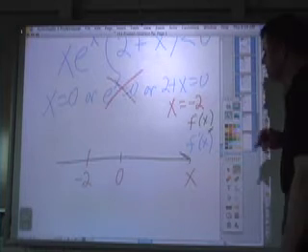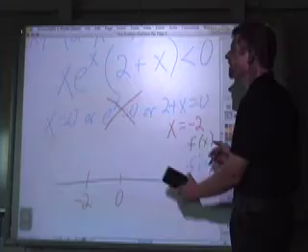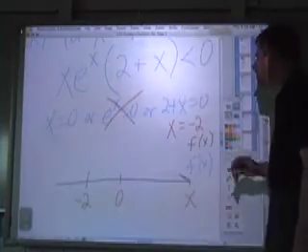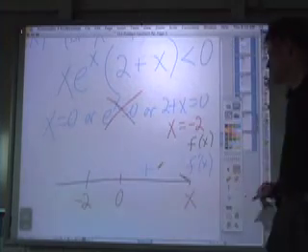Now, let's take a test number to the far right, like 10. If I put a 10 into the derivative, this is positive, positive, positive. It's going to be positive on the far right. So for the blue value, I'm going to write plus.